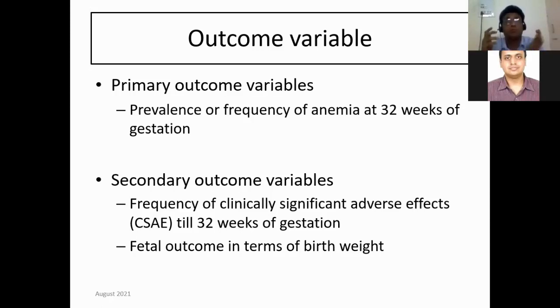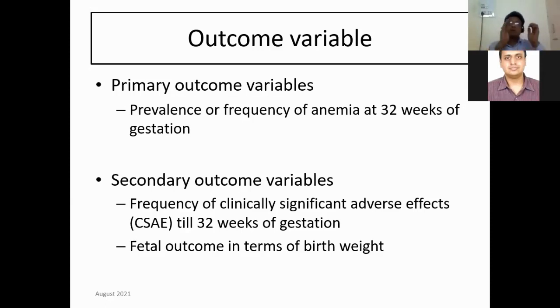So I can have more secondary outcome variables, but the primary outcome variable needs to be very, very clearly defined. It should be very objective. It should be a measurable outcome variable. So it's very important to understand that an outcome variable that you are framing should have a quantification. That means it should have some kind of measurability, like frequency of anemia I can measure. So something which is measurable is an outcome variable.